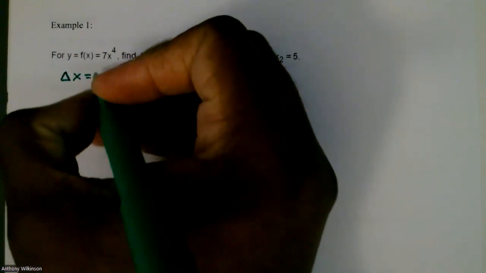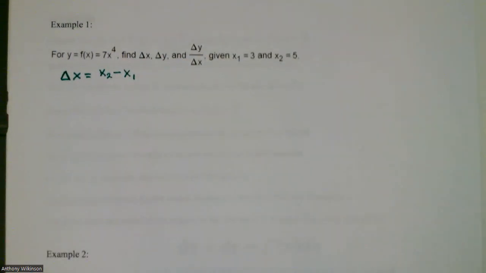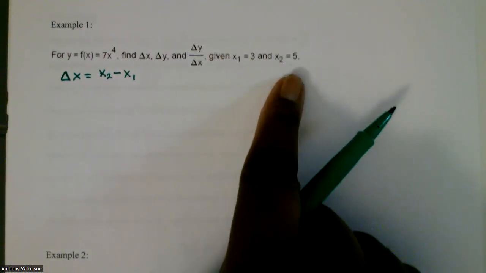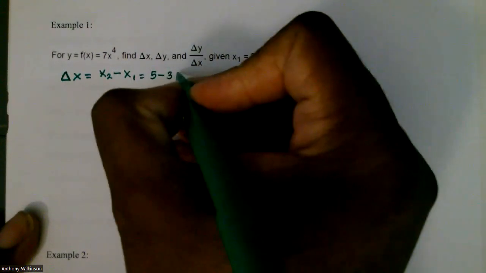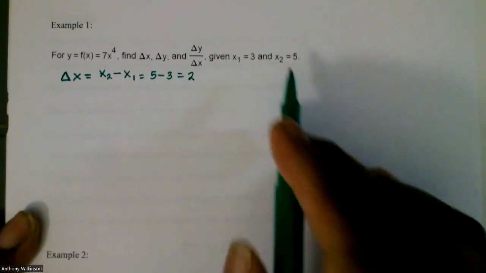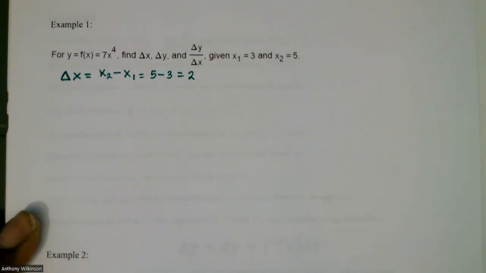As I mentioned on the previous page, delta x was x2 minus x1. And here x1 is 3 and x2 is 5. So if I find delta x, that will be 5 minus 3, which is equal to 2. Here I'm given x2 is 5 and x1 is 3, so delta x will be 5 minus 3, which is 2, or the change in x.